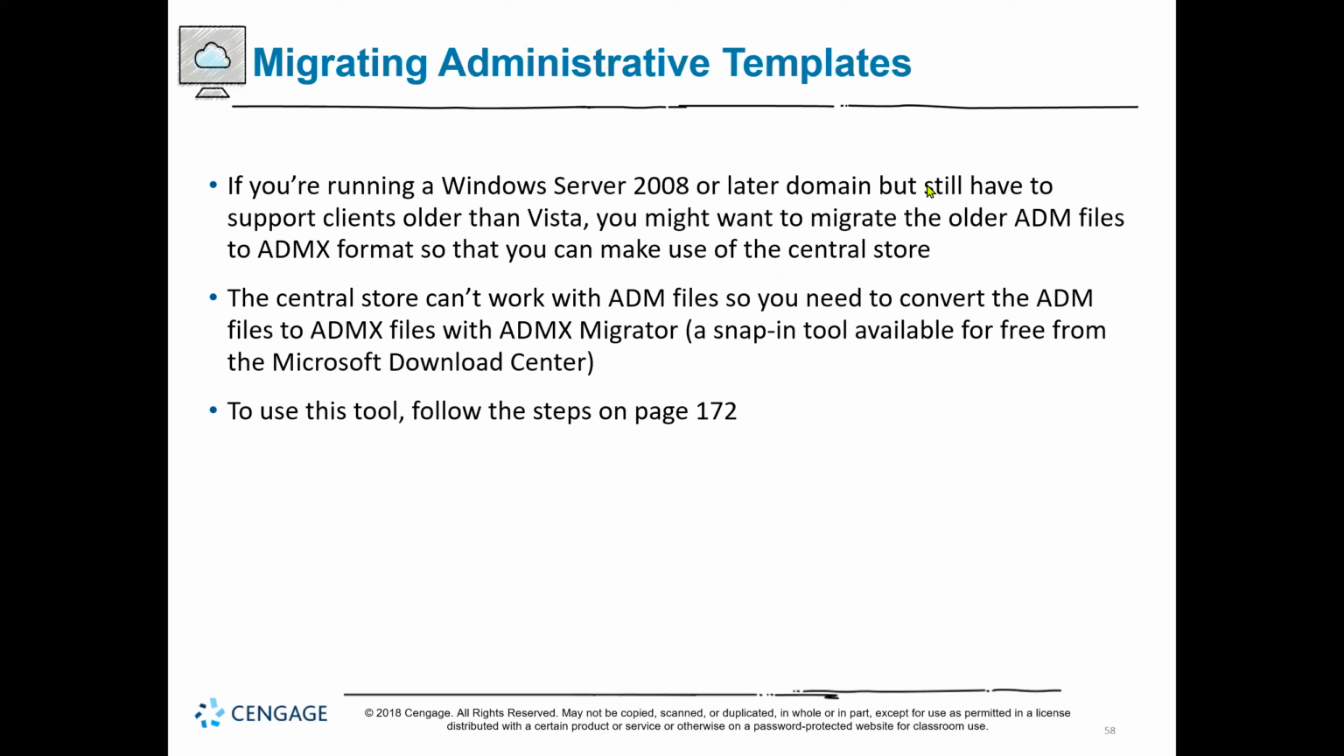Migrating administrative templates. If you're running a Windows Server 2008 or later domain, but still have to support clients older than Vista, you might want to migrate the older ADM files to ADMX format so that you can make use of Central Store. The Central Store can't work with ADM files, so you need to convert the ADM files to ADMX with ADMX Migrator. It's a snap-in tool, and it's available free from Microsoft Download Center. They've got an option in the book that you can go look up on how to use that.